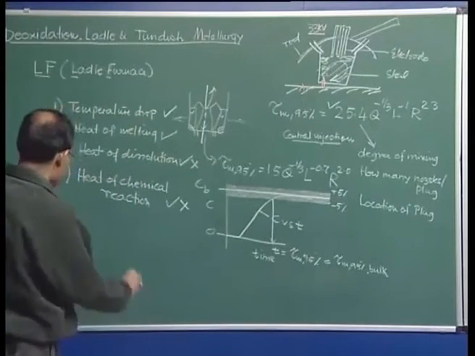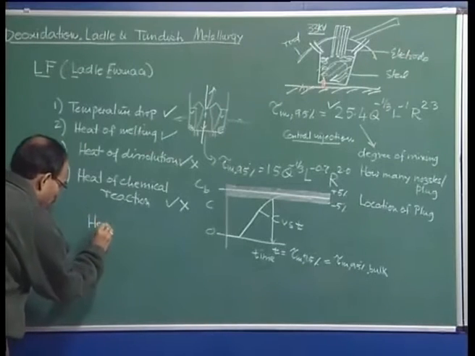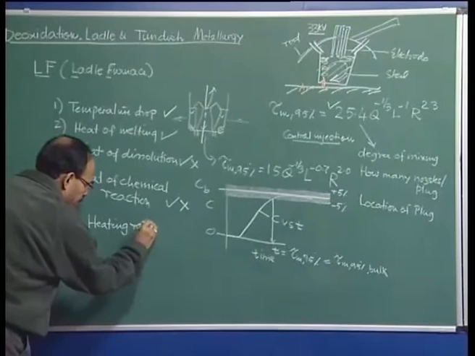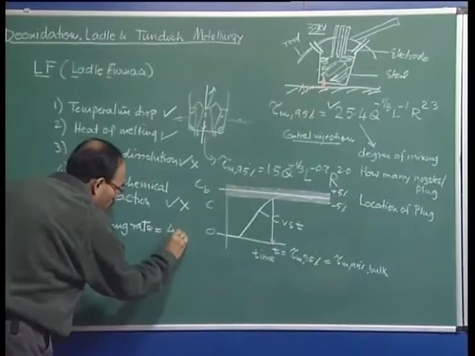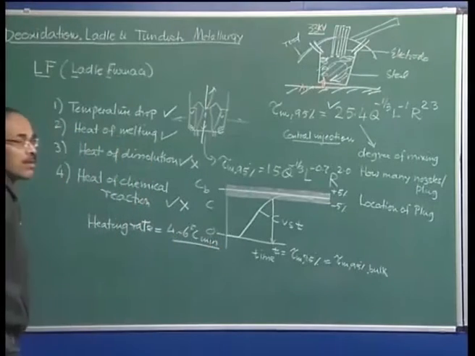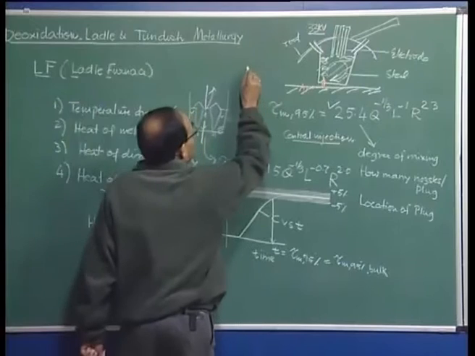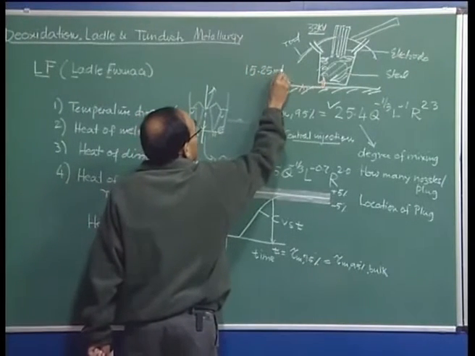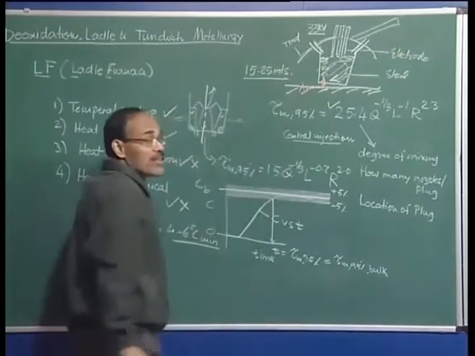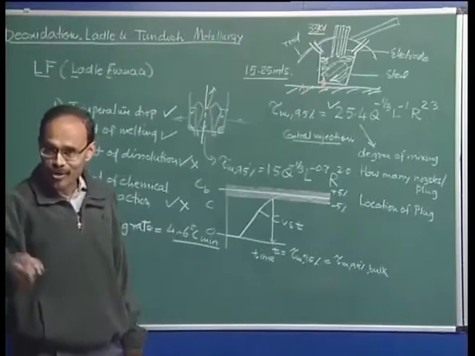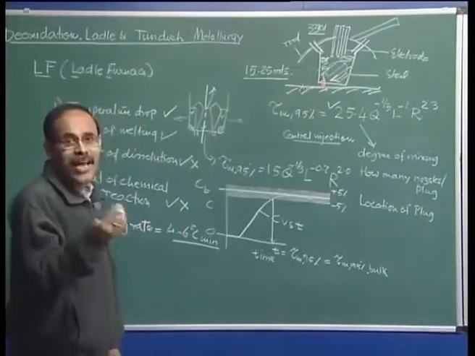In that case, the heating rate, for some typical rating, is about 4 to 6 degrees centigrade per minute. How much of a duration are we talking about? We are talking about a ladle treatment in the range of 15 to 25 minutes. During this period, we may have aluminum wire feeding if we have not carried out deoxidation earlier. We can have synthetic slag.